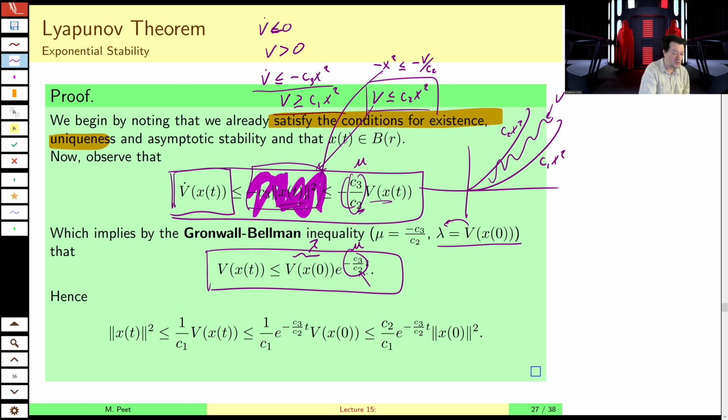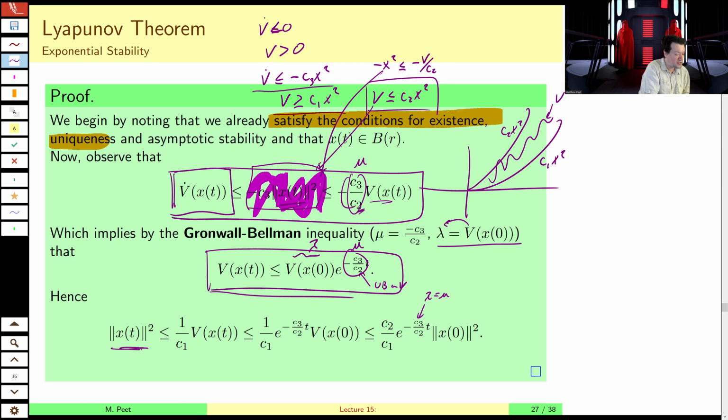And then notice that's why we need the upper bound on v. So now we know that V satisfies this exponential decay. And so we can actually now prove that the solution itself satisfies that same exponential decay, slightly modified of course, but with the same exponent here.